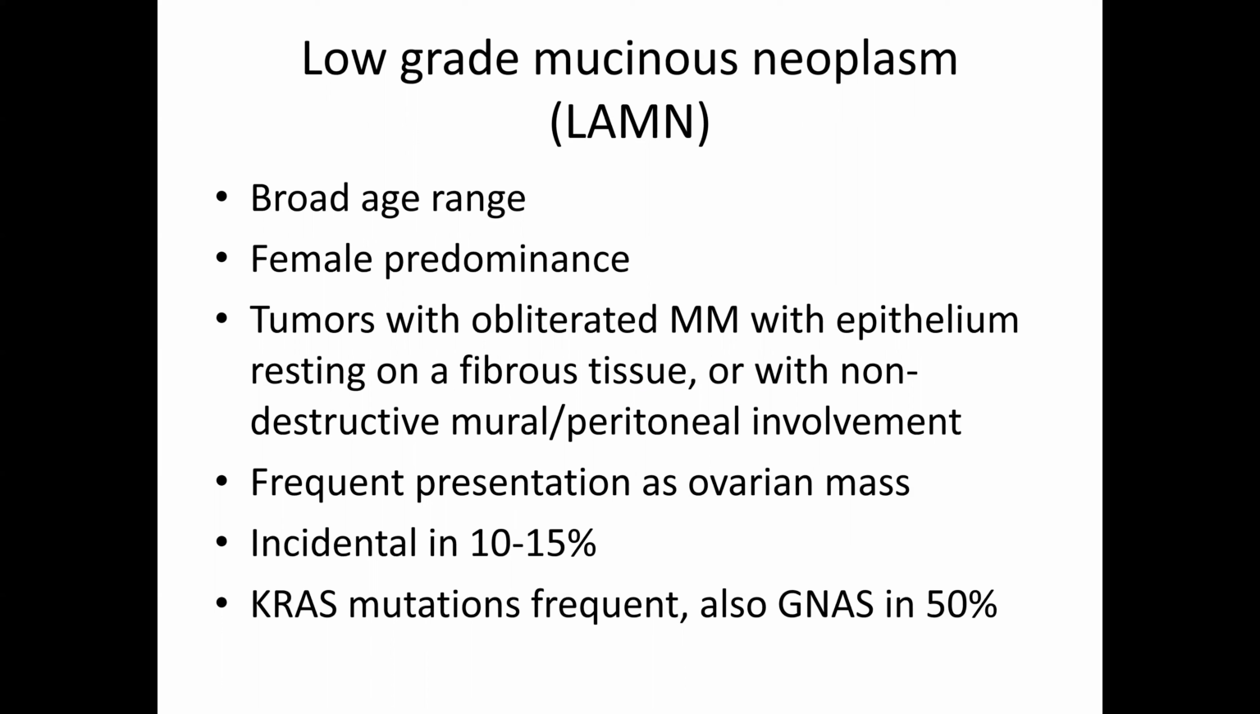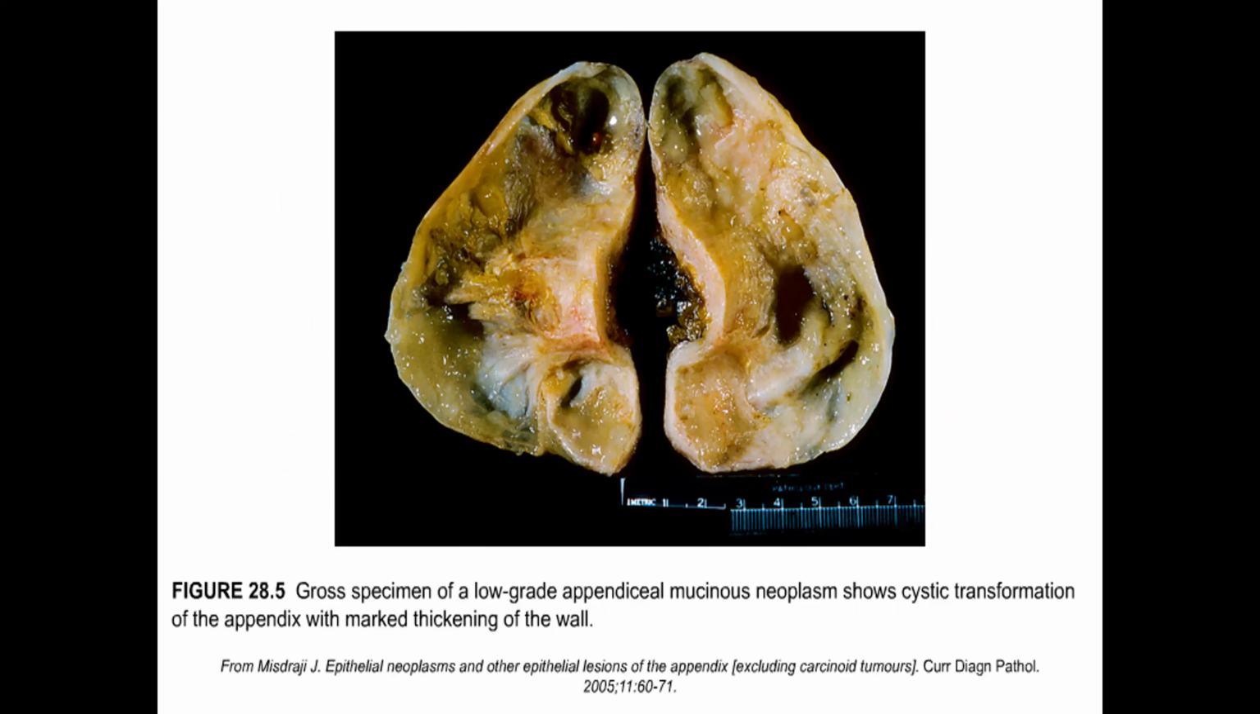Sometimes this lesion can present as an ovarian mass. Sometimes it's just an incidental finding at the time of colectomy for other reasons. And again, these are associated with KRAS mutations and in a fair number GNAS mutations as well. So here's an example of the gross type of image one might expect to see: a dilated lumen, a glistening surface, pale, slightly discolored, and some degree of mural thickening, as you can note here.